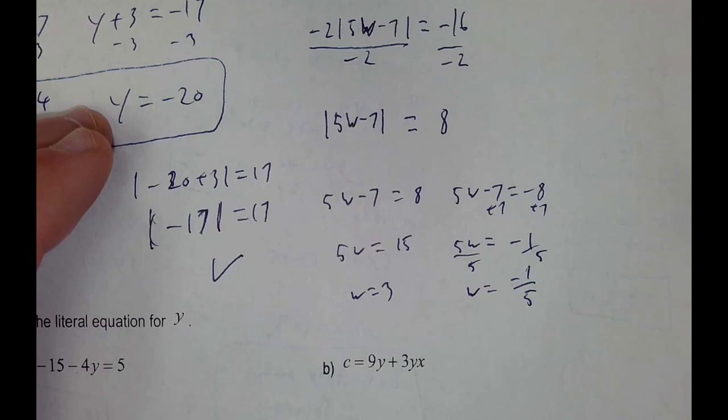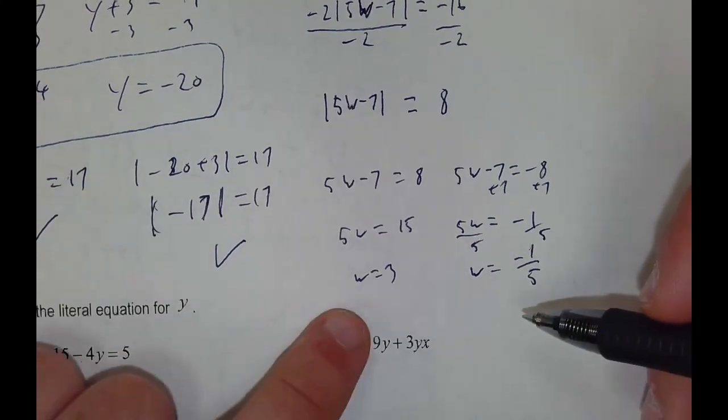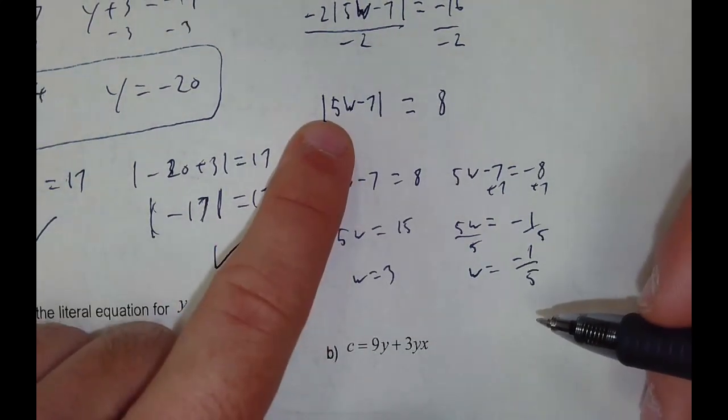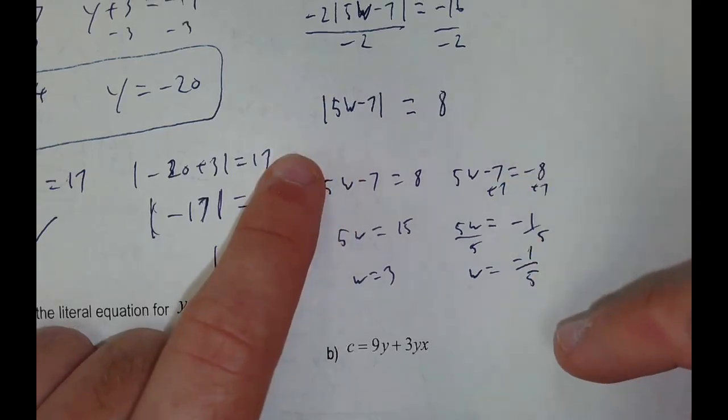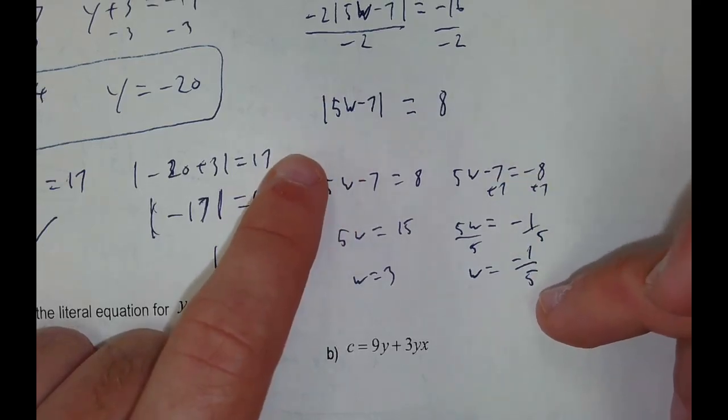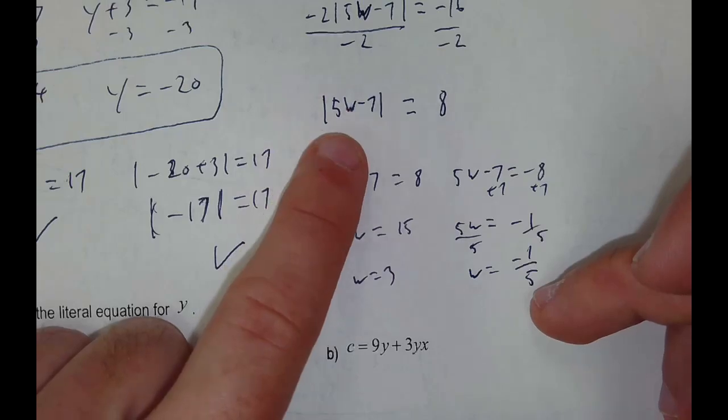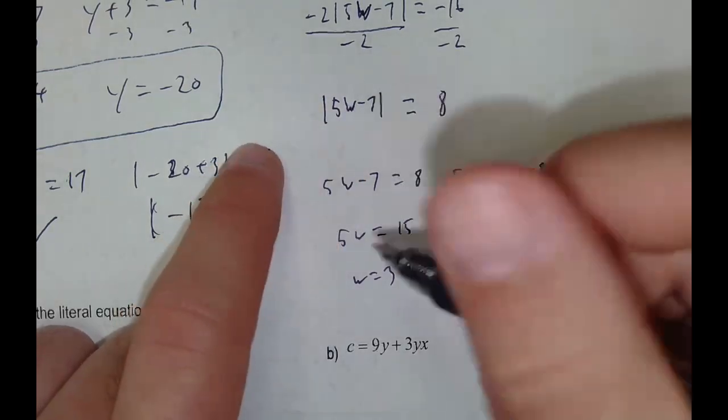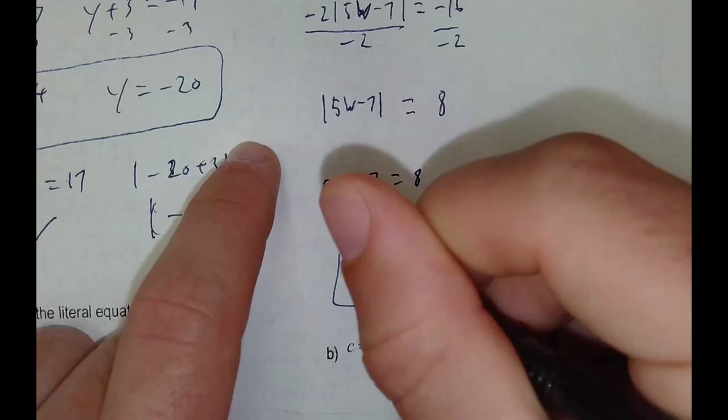And just to make sure they work, we can plug them back in here. So we have 15 minus 7, that is 8. And then we have negative 1/5 goes in, we'll have negative 8, but the absolute value of negative 8 is 8, so both of these work. So we're good. Okay.